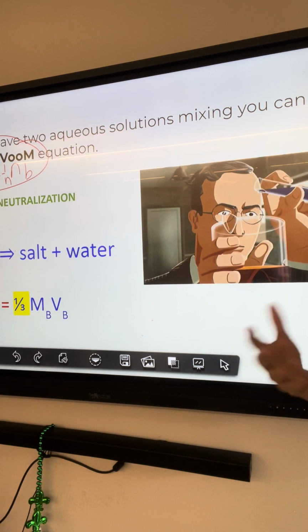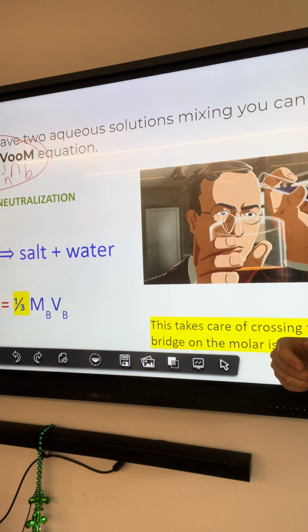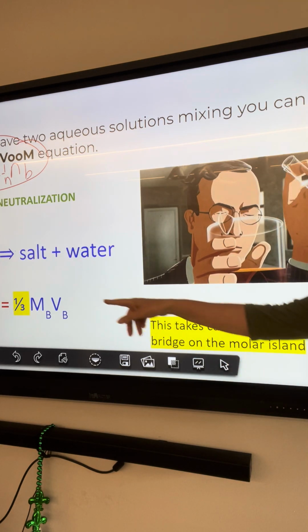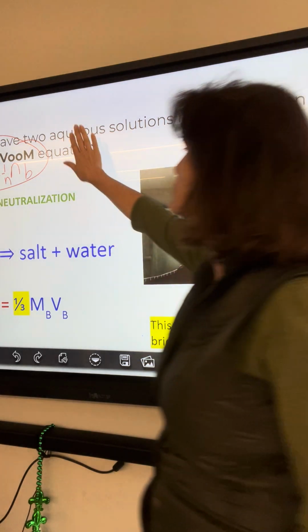Because that's a point in which we care about moles of acid and moles of base. And the 1/2 and 1/3 takes care of crossing the bridge on the molar island.